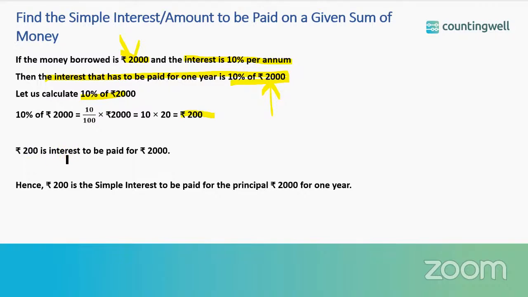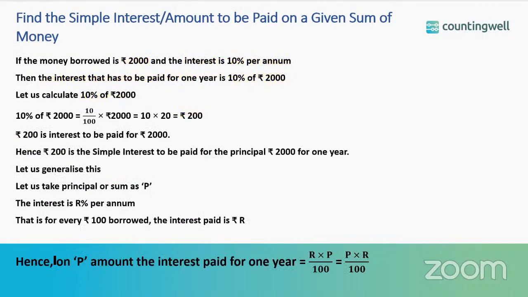So how much interest has to be paid for 2000 rupees? It should be rupees 200. So 200 is the simple interest to be paid for the principal 2000 for 1 year. Let us generalize this. If you take the principal sum as P, and R is the percentage per annum, the interest paid for 1 year is RP upon 100.